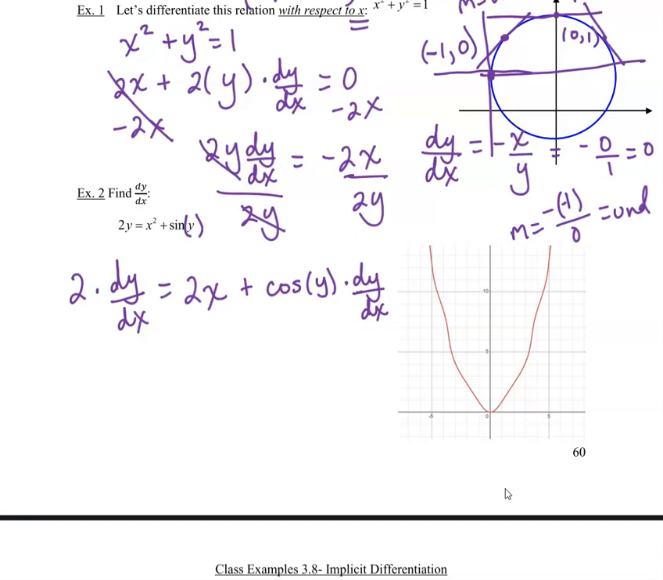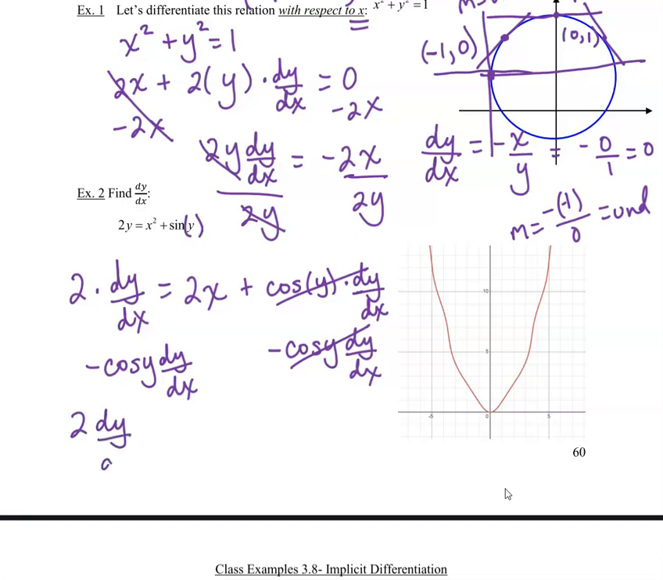And then, as I mentioned, I want you to try to solve for dy dx when you do these. So I'm going to subtract the cosine of y times dy dx to the other side. If you have multiple terms that contain the dy dx, listen to me carefully, you want to move those to one side. So I've got 2 dy dx minus cosine of y times dy dx equals, there was a 2x on the other side. I forgot where I was at. 2x was still on the other side, so make sure you bring that down.